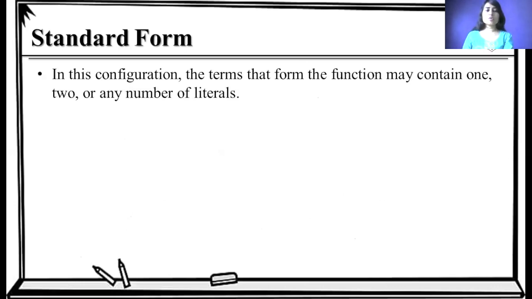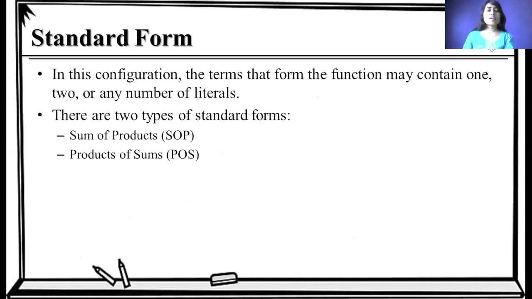In this configuration, the terms that form the function may contain 1 or 2 or any number of literals. Literals means the number of inputs. There are two types of standard forms: sum of products, that means SOP, and product of sums, that means POS. So let's discuss these forms.